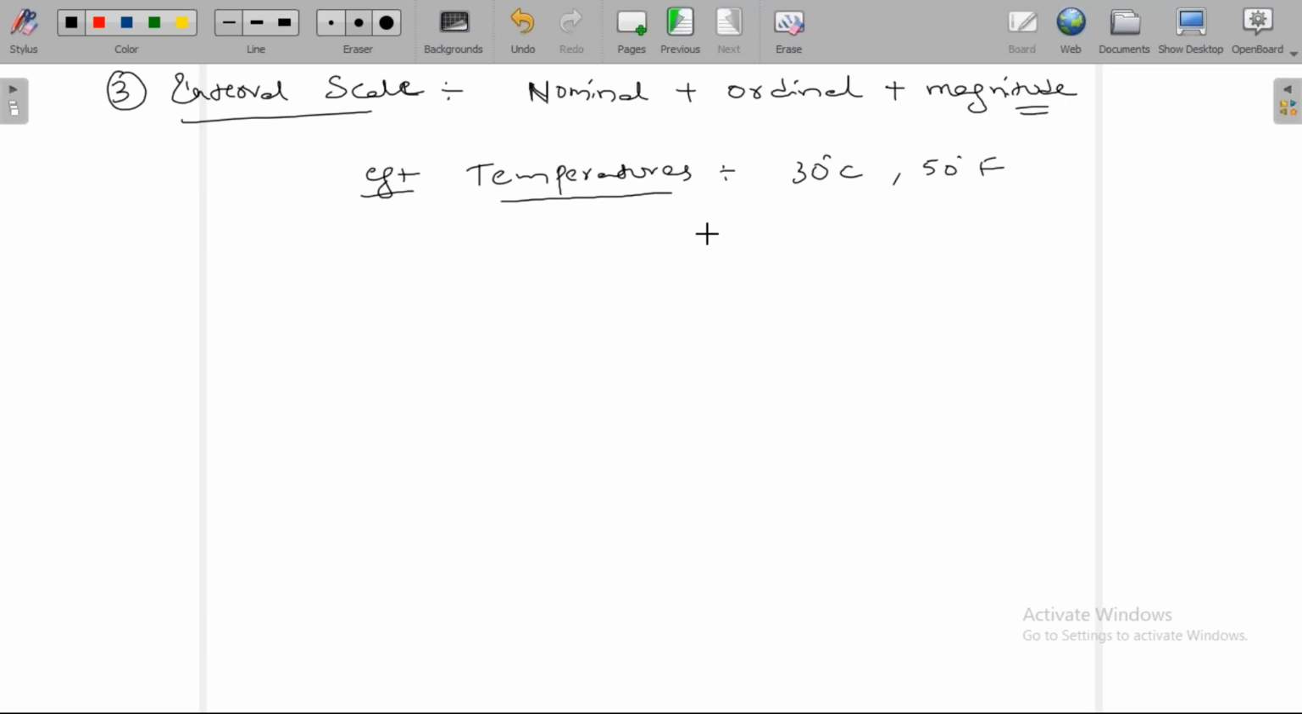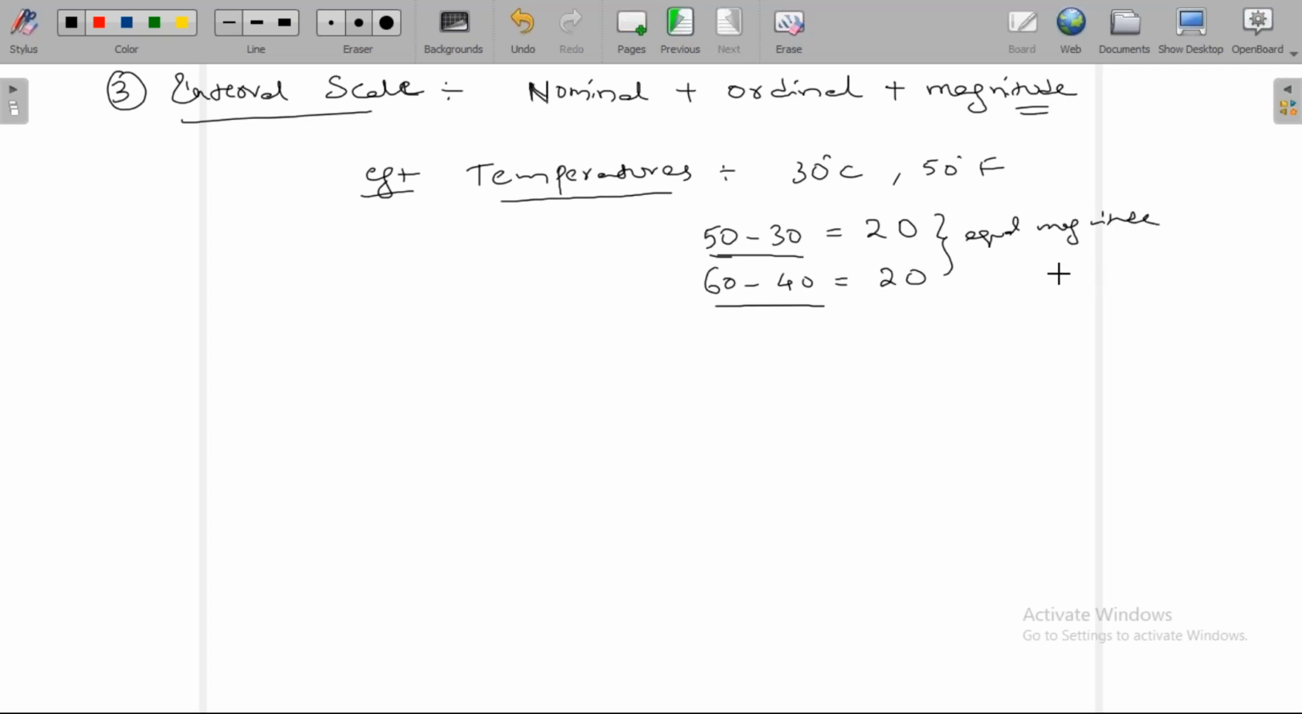Arbitrary zero. Whenever I talk about arbitrary zero, I'll give you one simple example. Let us talk about temperature and velocity. Velocity is nothing but speed. Now I say 0 degrees centigrade and 0 kilometers per hour.